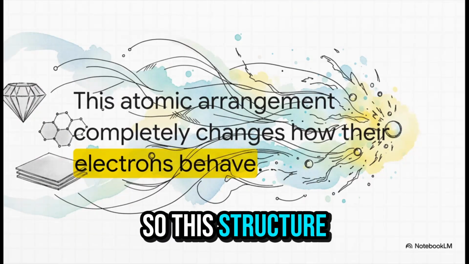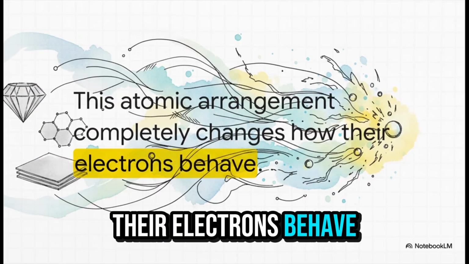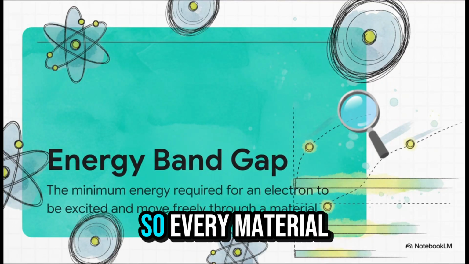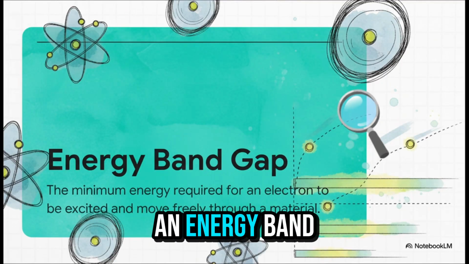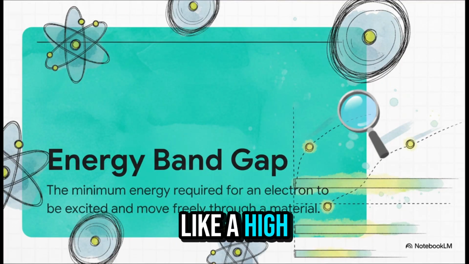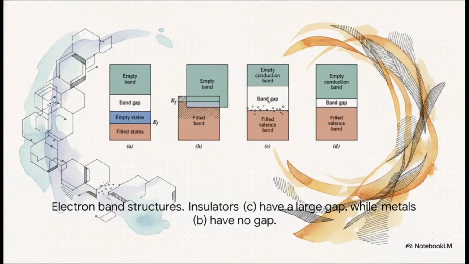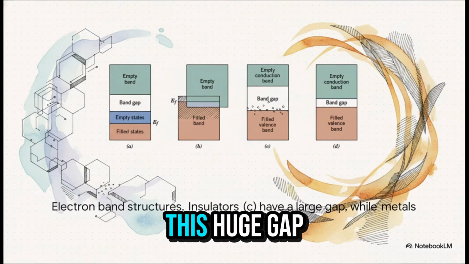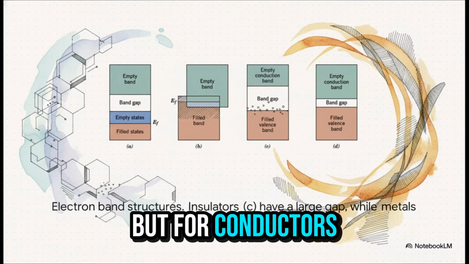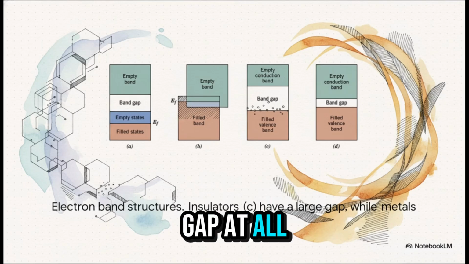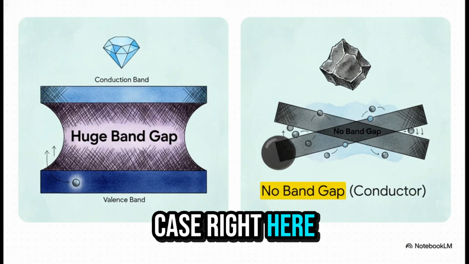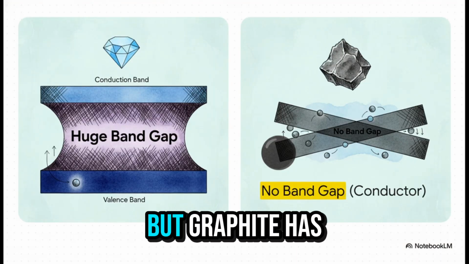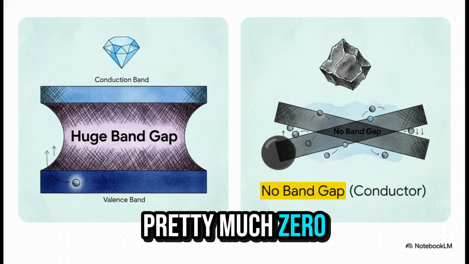Okay, so this structure completely changes how their electrons behave. Let's dig into that. So every material has something called an energy band gap. Think of it like a high jump bar for electrons. Check out the difference. Insulators have this huge gap, right? But for conductors, there's basically no gap at all. And that's our case right here. Diamond has a massive gap, but graphite has pretty much zero gap.